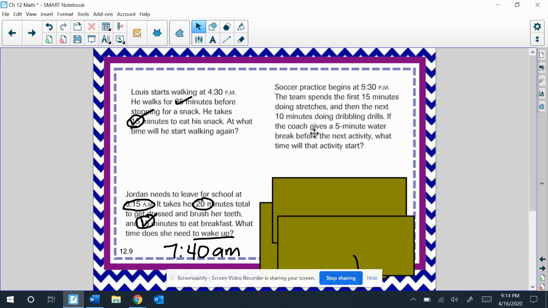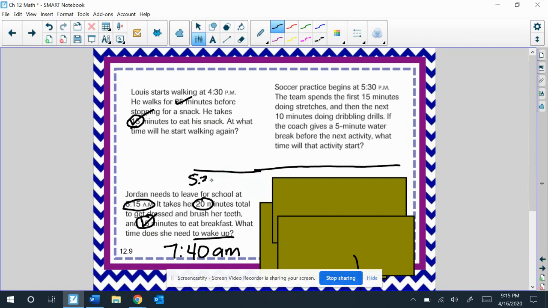So this is the first activity, and we started it at 5:30. It takes 15 minutes and then 10 minutes and then 5. We got 3 numbers here. We're going to have to do a bunch of jumps, but we can do this. I'm going to go by tens. Well, 5 stays the same. 30 plus 10 is 40. Now I need to do 10 more for this one. 5 stays the same. 40 plus 10 is 50.